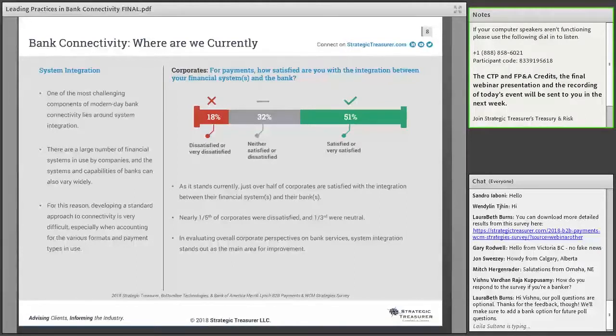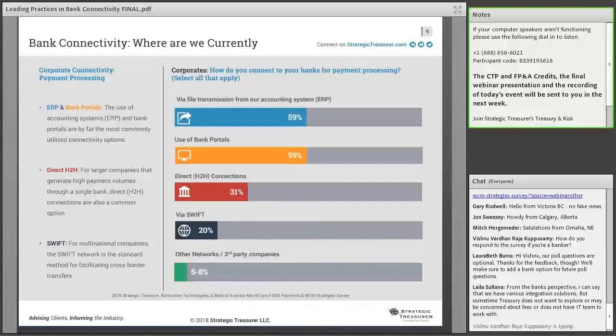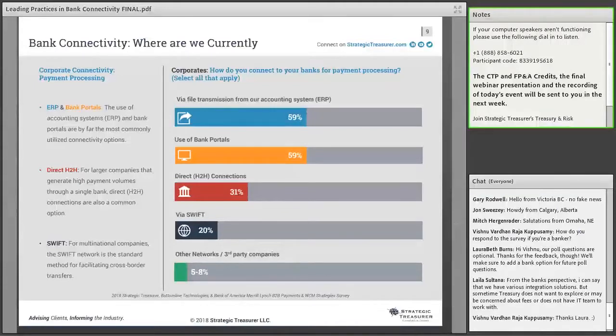And moving forward now, going to slide 9, we are beginning to look at specific types of connectivity. We're still not looking at specific messaging formats, but rather which channel or channels corporates are using to communicate and transact with their banks. There are a wide variety of channels to choose from. With regards to the most popular methods, as you can see on the screen, both file transmission from an accounting system, ERP, and the use of bank portals saw nearly 60% use, so almost 2/3 throughout our corporate respondent pool, with direct connections being used by about 1/3 and Swift connectivity by about 1/5.